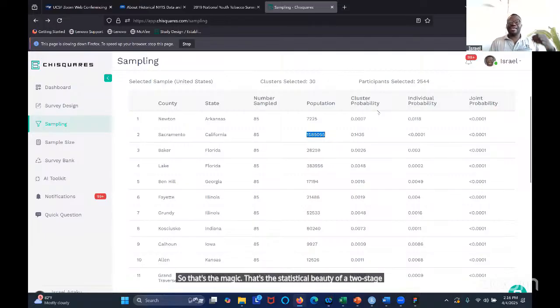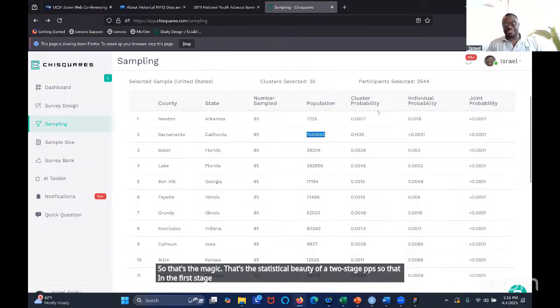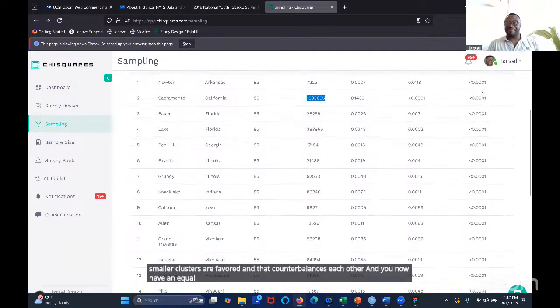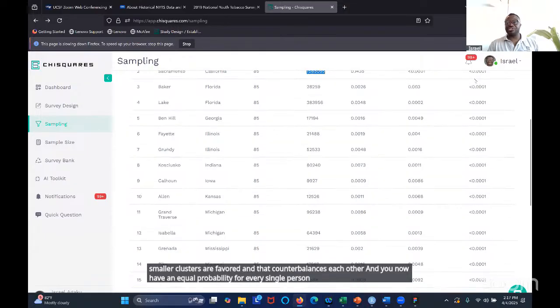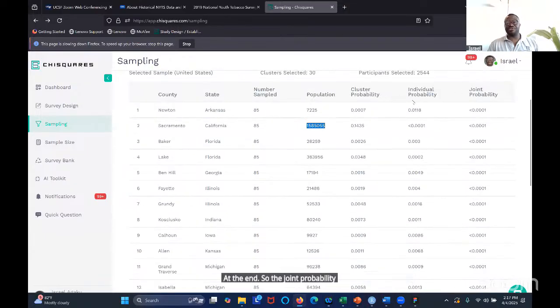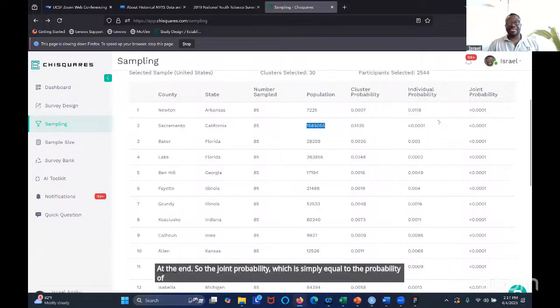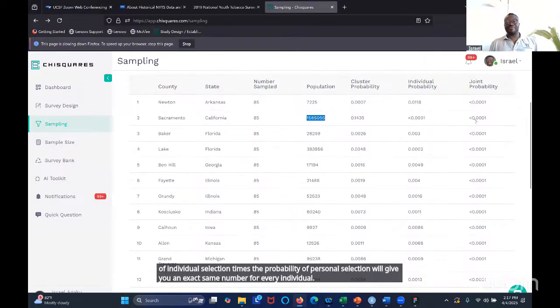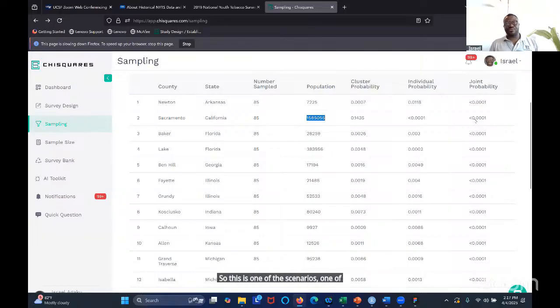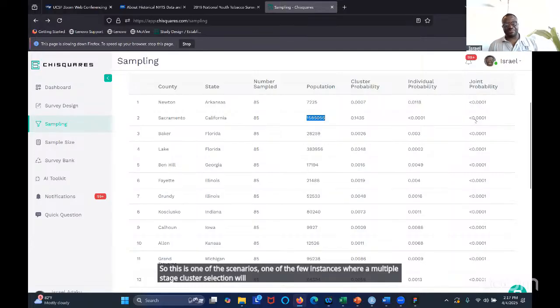So in the first stage, the larger clusters are favored. In the second stage, the smaller clusters are favored, and that counterbalances each other. And you now have an equal probability for every single person at the end. So the joint probability, which is simply equal to the probability of individual selection times the probability of cluster selection, will give you an exact same number for every individual, right? So this is one of the few instances where a multiple stage cluster selection will result in a self-weighting sample.